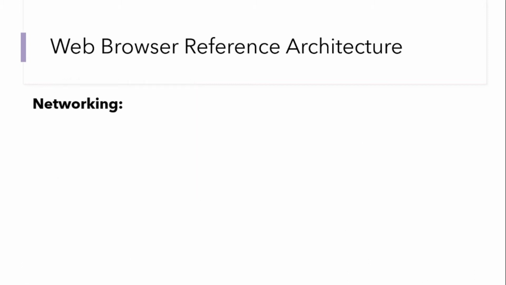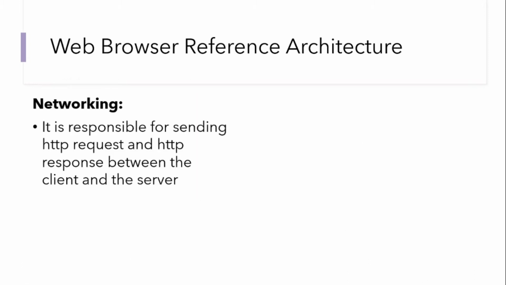Let's move on to look at the other components. We have networking. It is responsible for sending HTTP requests and HTTP responses between the client and the server. Whenever the client requests a page, it is the work of the networking to send the request to the web server, access the content or the particular website, and then bring it to the browser to be displayed.